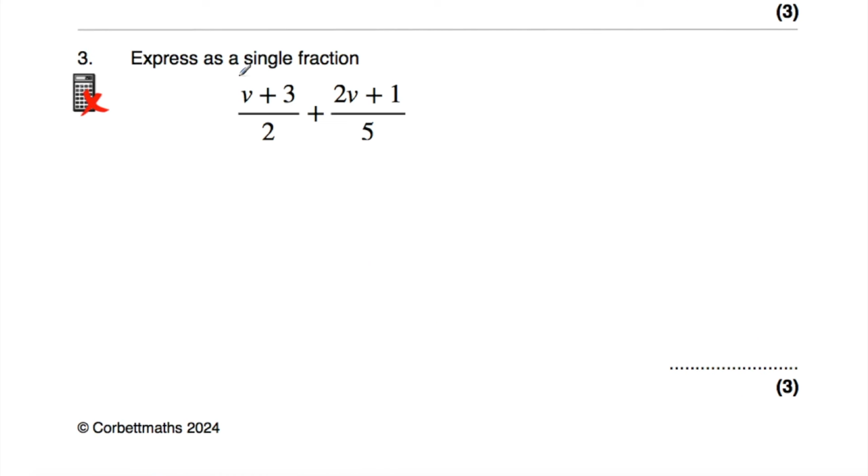So question number 3 says, express as a single fraction v plus 3 over 2 plus 2v plus 1 over 5. So we want to add these two fractions together. The denominators at the minute are 2 and 5. So let's get two equivalent fractions, both with 10 on the denominator. So I'm choosing that as a common denominator.